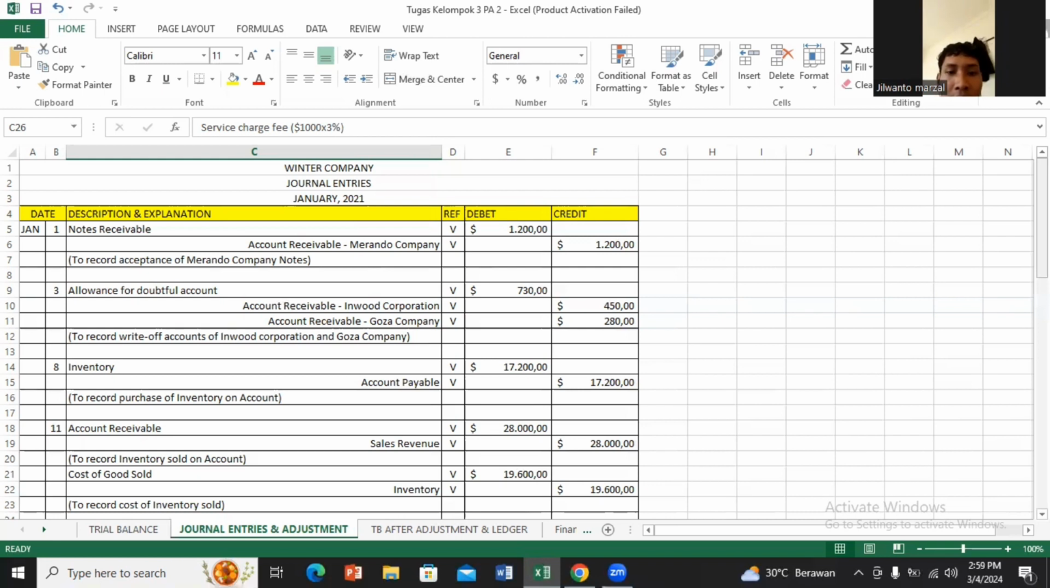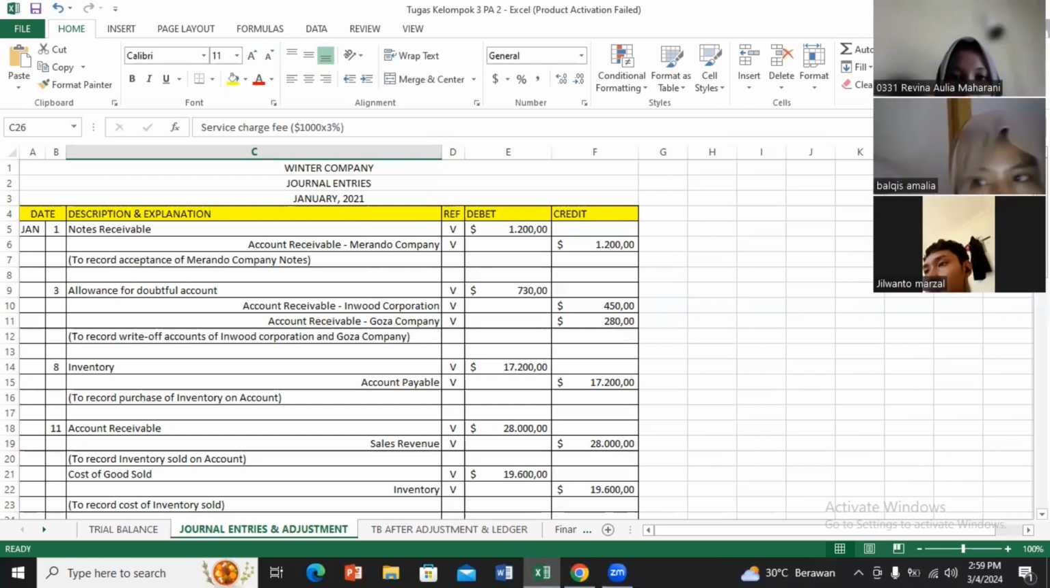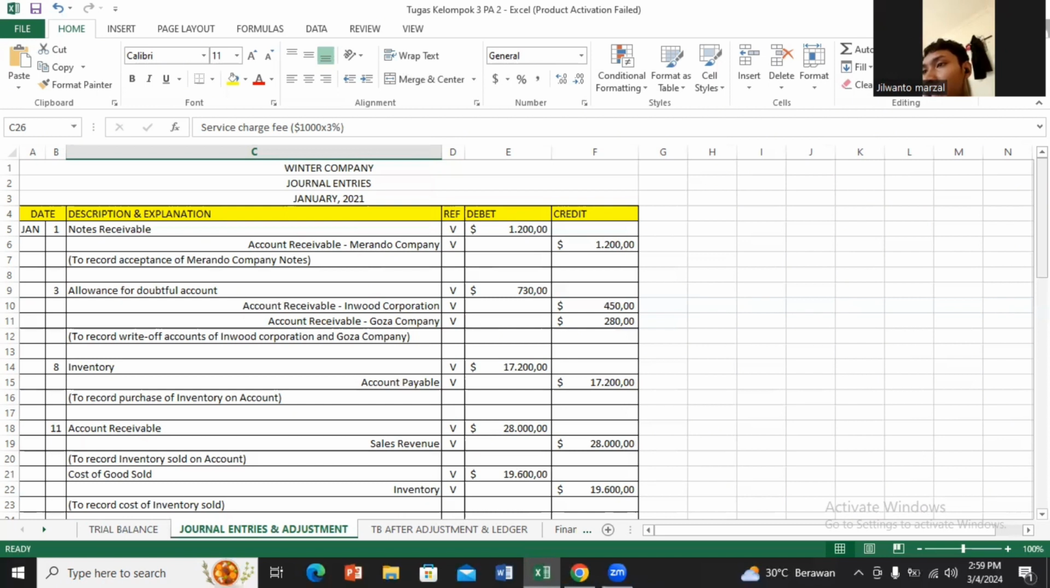Next, on 8 January, Winter purchased $17,200 of inventory on account. So the journal is inventory in debit $17,200, and accounts payable in credit, because we bought it on account, $17,200 in credit for accounts payable.